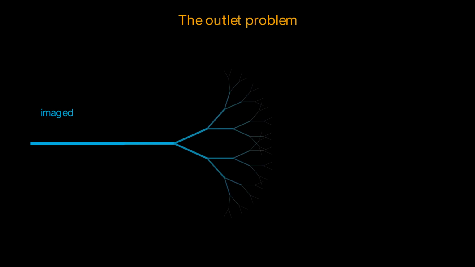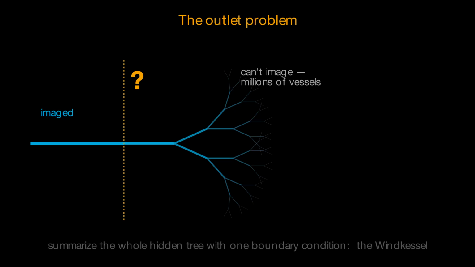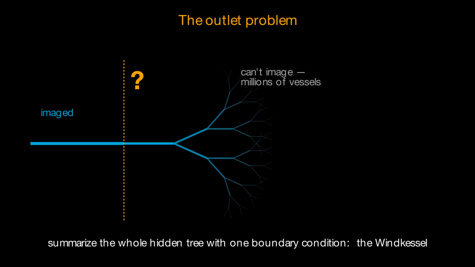Here's the trouble. You can image the big arteries, the ones a scanner can resolve. But past each outlet the vessel keeps branching, smaller and smaller, into millions of arterioles you will never mesh. And that hidden forest is exactly what sets the pressure your model feels. You can't simulate it directly, so you do the next best thing. You replace the whole downstream tree with a small model that behaves right at the outlet, the way the real tree would. That stand-in is the Windkessel.